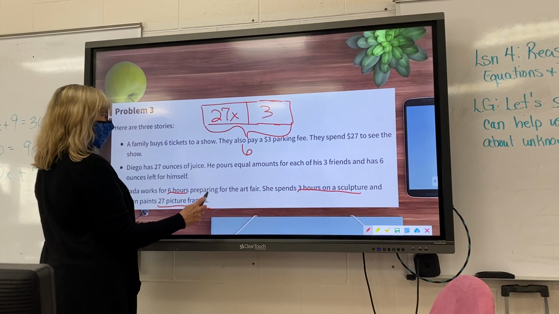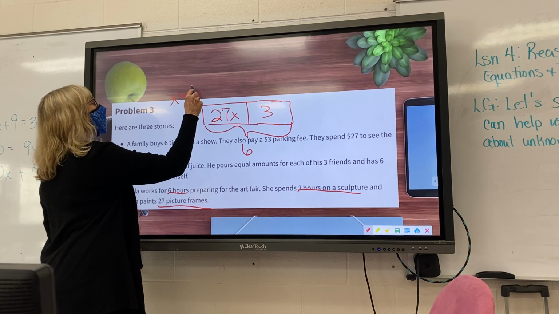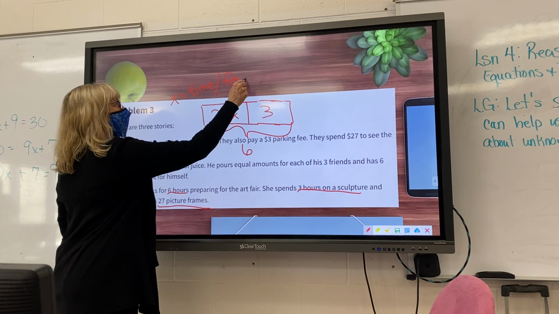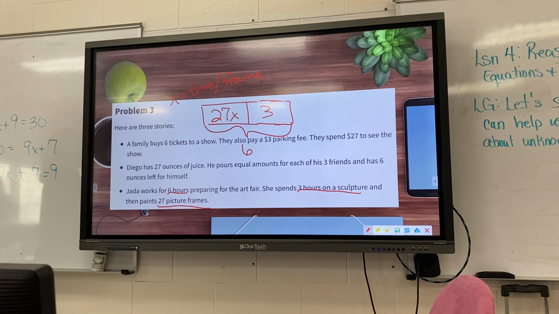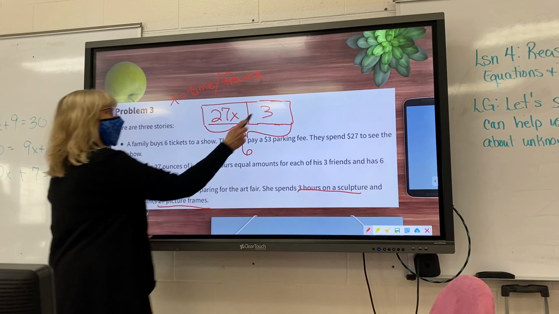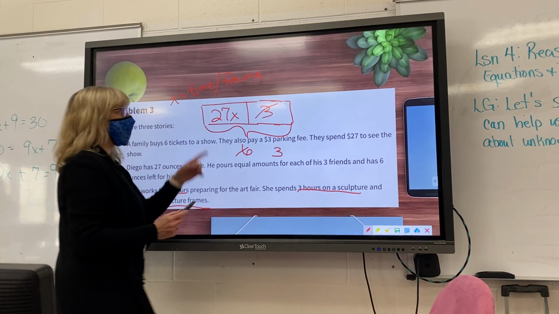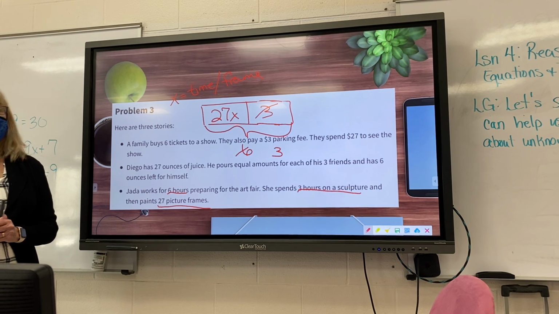The time for her to paint for each frame. Uh-huh, time per frame. Okay? All right, what are we gonna do first? Subtract 3, because that's the sculpture. So that means she has 3 hours to make 27 picture frames, right? Yeah. All right, so what are we gonna do?